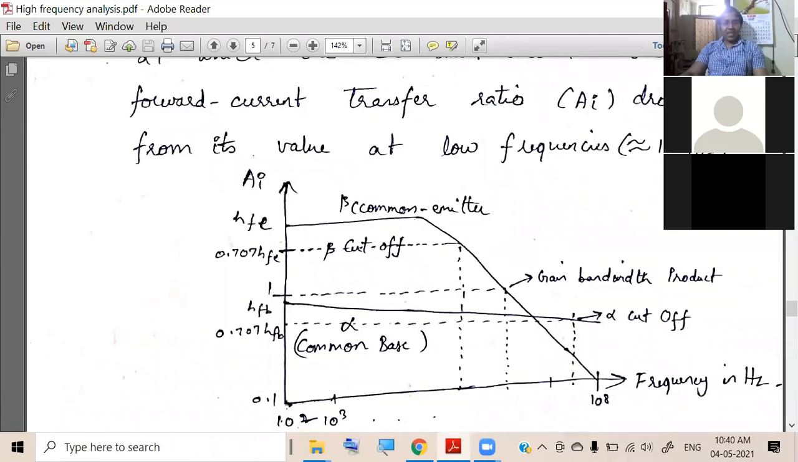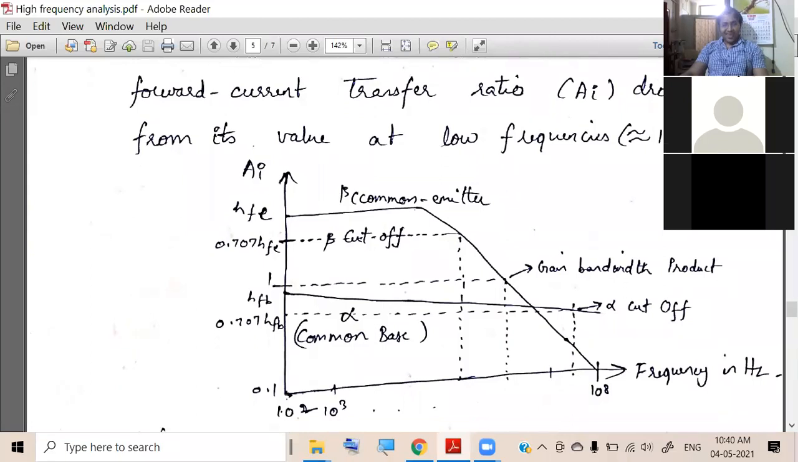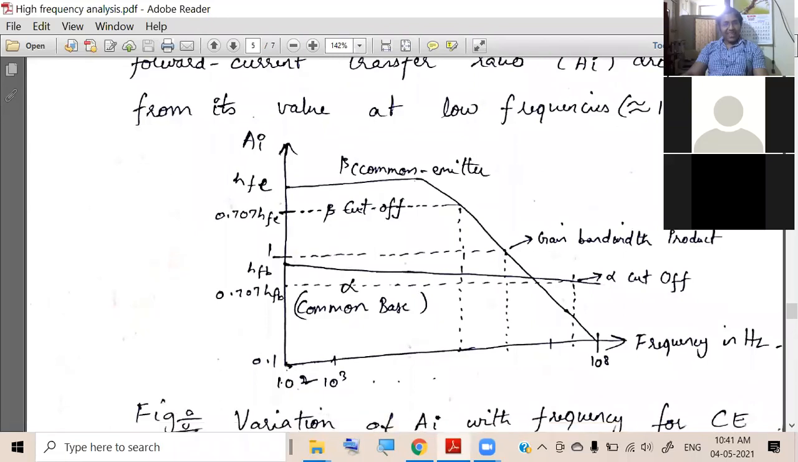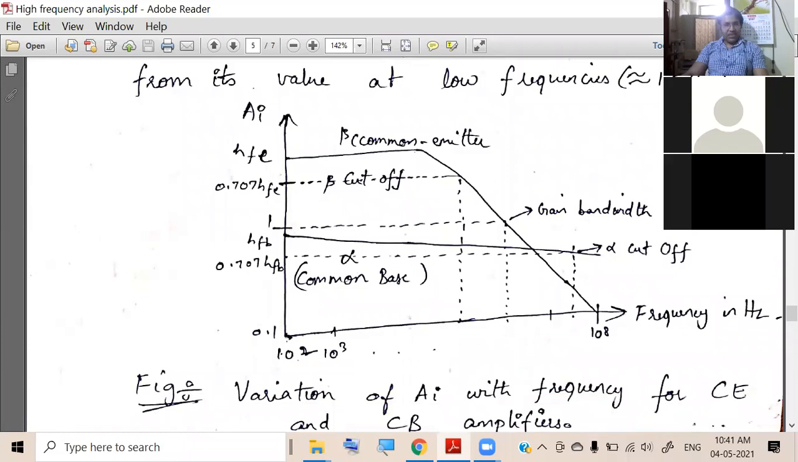In the previous classes we discussed that the cutoff gain is whatever the maximum gain we have divided by root 2. The value of 1 by root 2 is 0.707. So the maximum gain here is hfe, and hfe by root 2 is nothing but 0.707 hfe. Now at that point, if we draw a line parallel to the x-axis, this dotted line, where it intersects is the cutoff frequency. So this is the beta cutoff frequency.